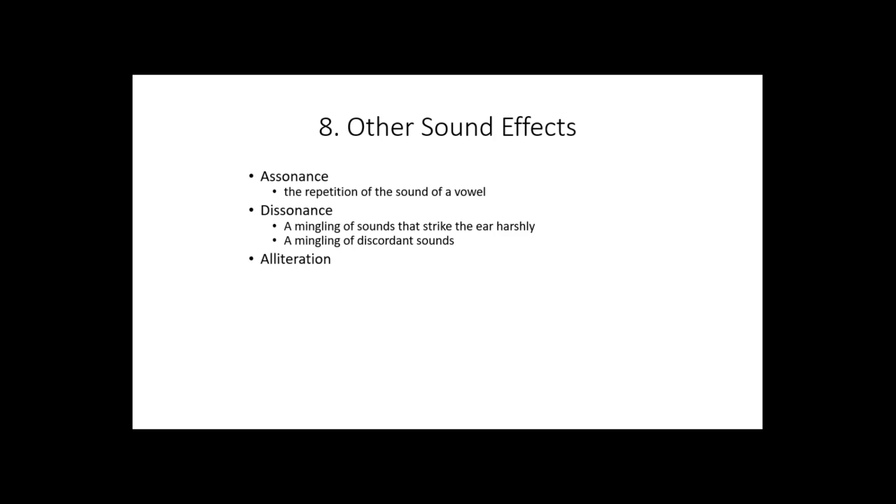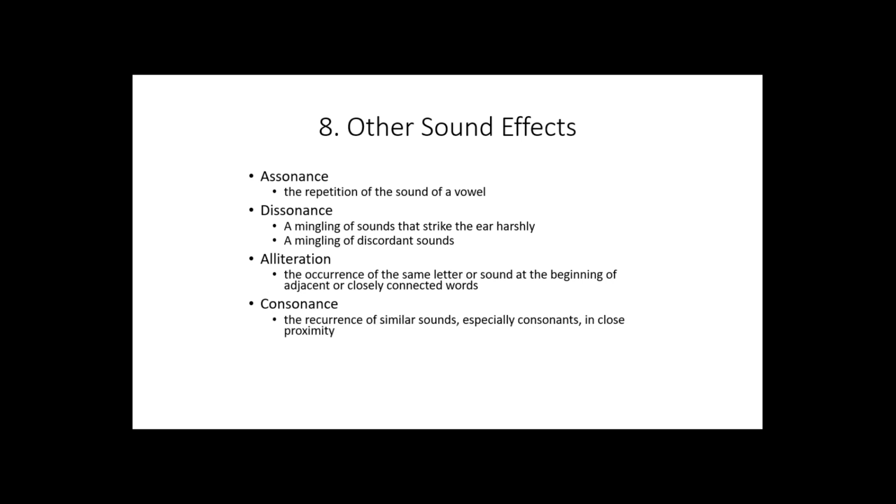Alliteration, which is very common, and this is where, instead of with assonance, where you have similar vowel sounds repeated, with alliteration you have consonantal repetition, the occurrence of the same letter or sound at the beginning of adjacent or closely connected words, and they're usually consonants, and that's exactly what consonance is, just another type of alliteration.